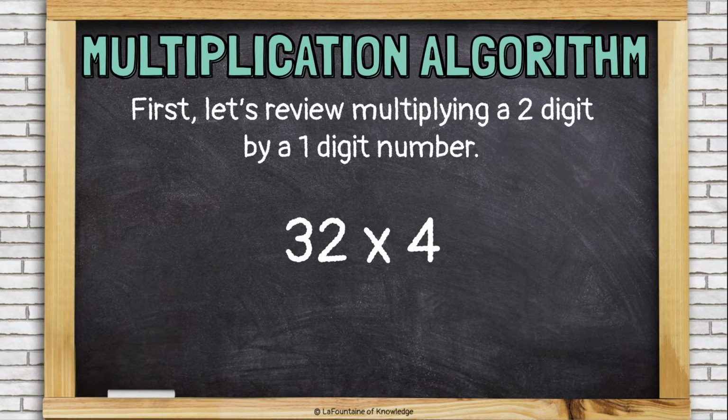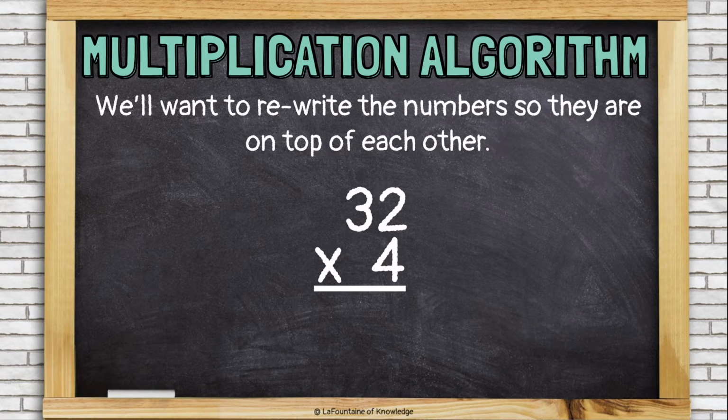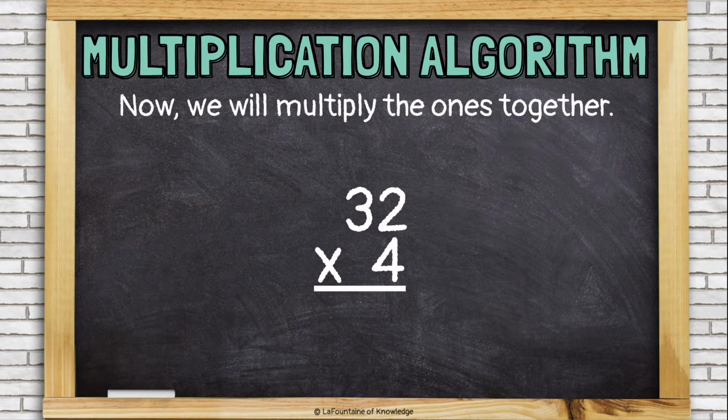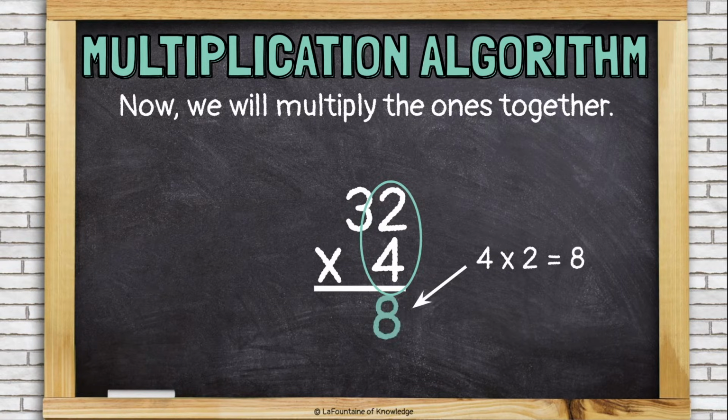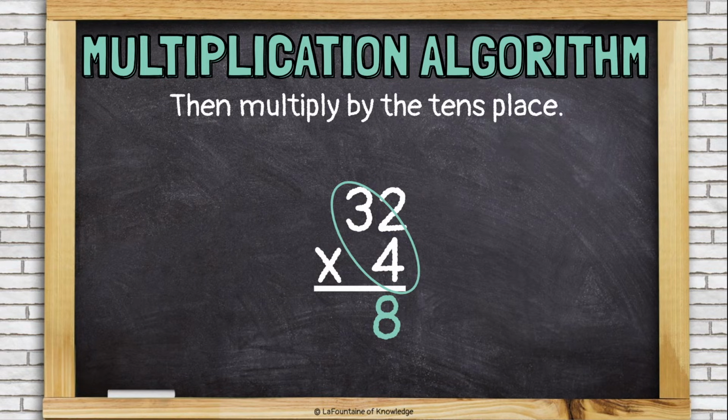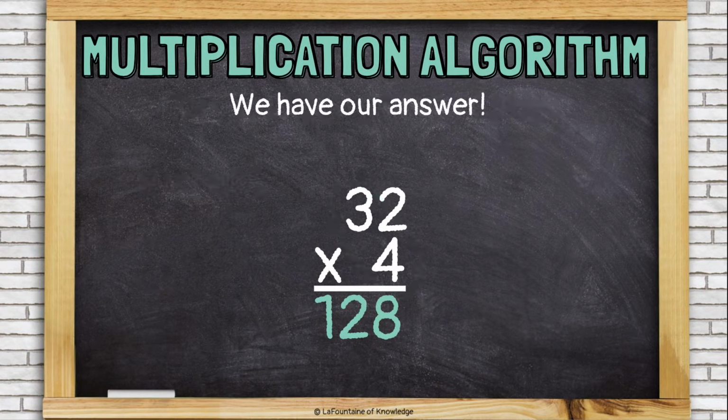We'll multiply 32 times 4. So the first thing we need to do is write the numbers on top of each other like this. Then, we're going to multiply the ones together. So 4 times 2 is 8, and that goes right here in the ones place of my answer. Next, I'm going to multiply by the tens place. 4 times 3, which is 12, and that's going to go right down here next to the 8, and I have my answer, 128.